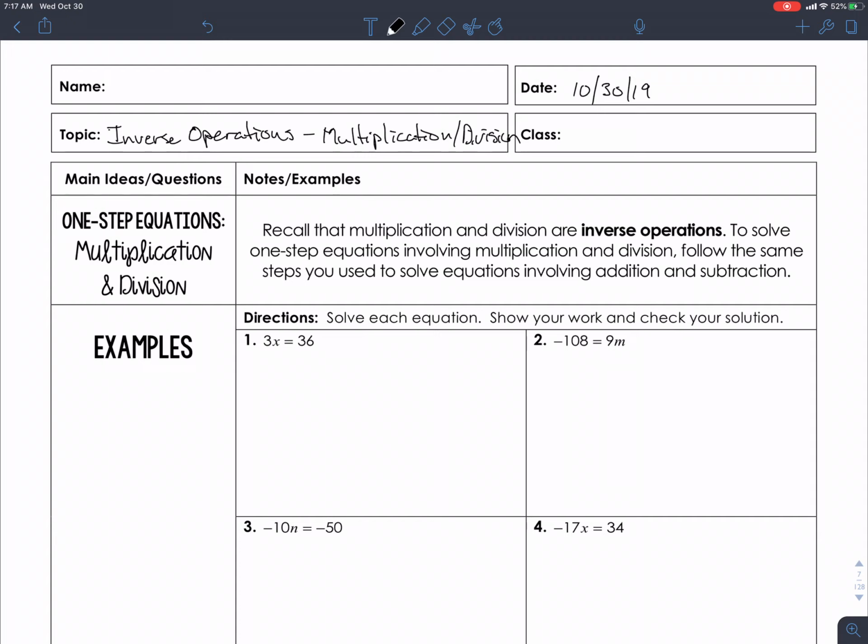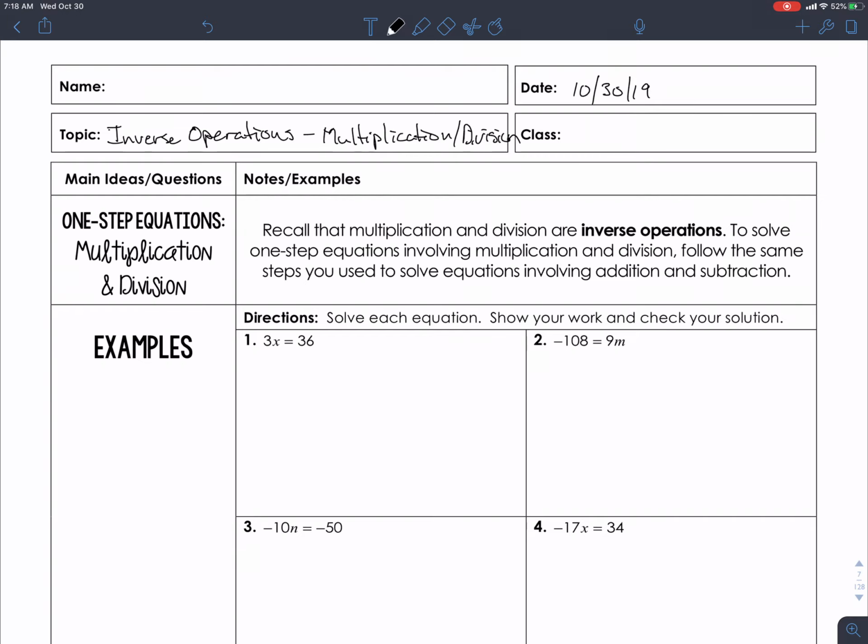It's not really a terribly difficult thing to do, but you just got to remember, addition is the inverse operation of subtraction. Subtraction is the inverse operation of addition. Multiplication is the inverse operation of division. And division is the inverse operation of multiplication. They're opposites. That's all it means.